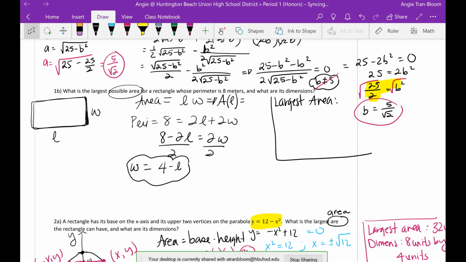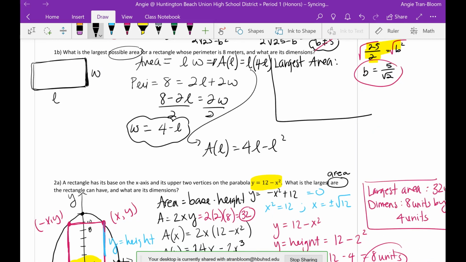Because you have to know the domain. That's why it's important. So every time I see a W, I'm going to write down 4 minus L. Okay, I need more space. So A of L is 4L minus L squared. Yay! Let's do the derivative and find the critical points.